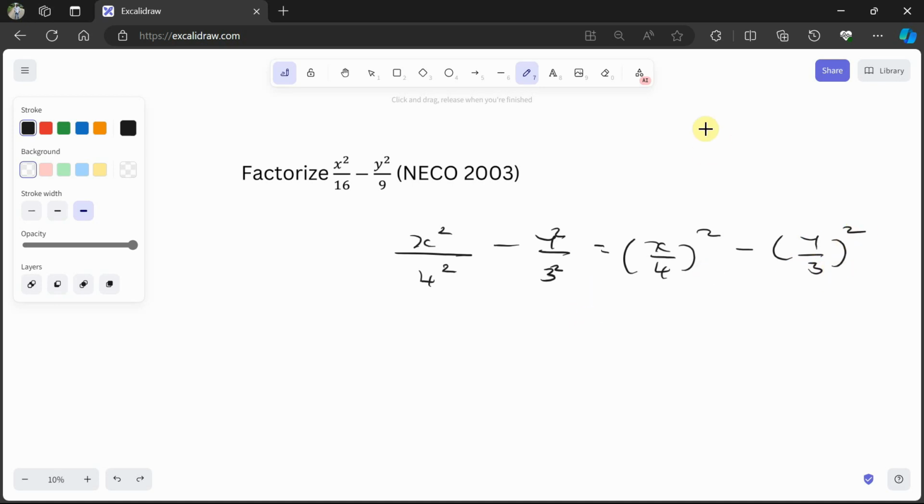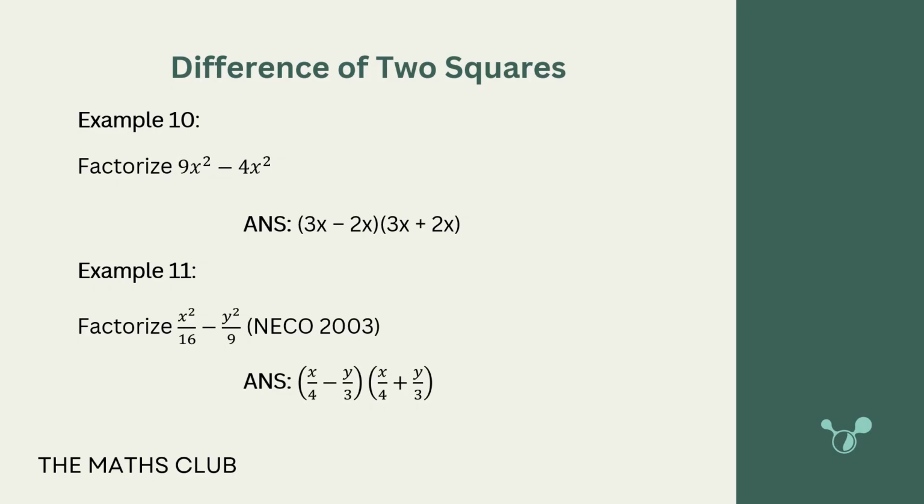Because if I have 2 squared x squared, it is like saying 2x all squared. So this is like saying x over 4 minus y over 3, close the bracket, and x over 4 plus y over 3, close the bracket. So this is basically it. Let's see if we're correct. Great. So x over 4 minus y over 3 and x over 4 plus y over 3.